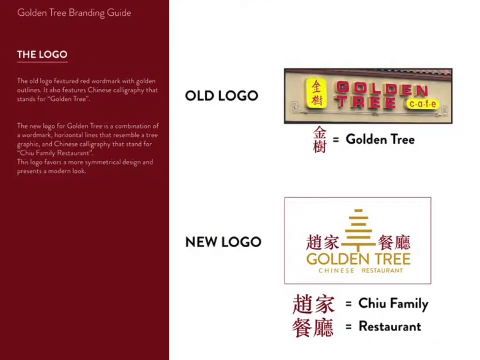For the new design, I went with a more symmetrical approach. I felt the new logo needed to feature a tree graphic, as expected when the restaurant is called Golden Tree. I also added Chinese restaurant to the wordmark, in order to resolve some confusion about the objective of the restaurant.